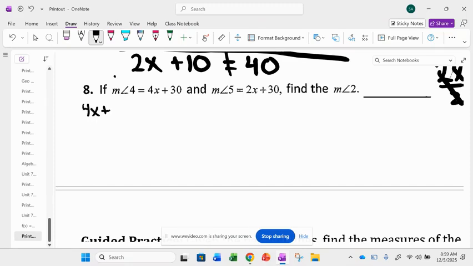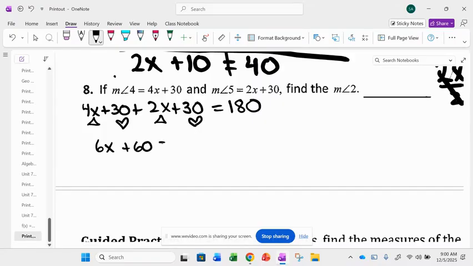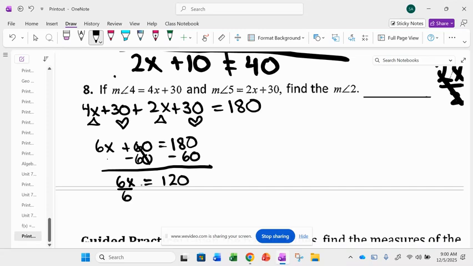So 4x plus 30 plus 2x plus 30 equals 180. We're going to combine our like terms. So we have 6x plus 60 equals 180. Subtract the 60. 6x equals 120. Divide by 6. X will equal 20.